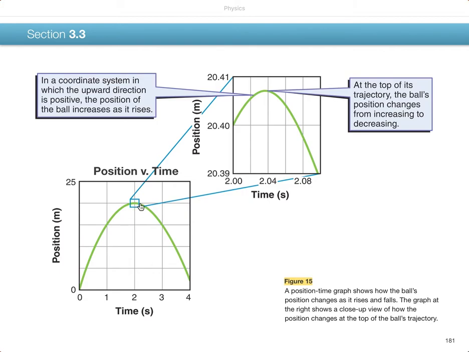After that, the slope gets steeper and steeper and steeper. That means the velocity is getting larger and larger and larger. And that makes sense because on the way down, you pick up speed.